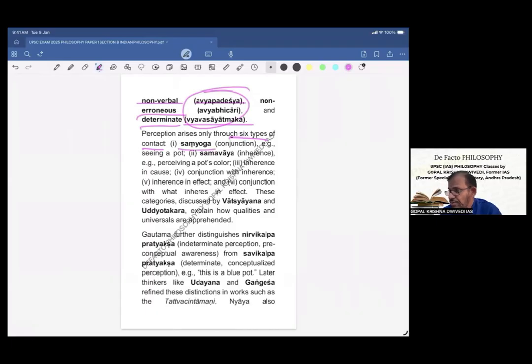Perception arises through six types of contacts. First is Samyoga, second is Samavaya, third is inherence, fourth is conjunction with inherence, fifth is inherence in effect, and sixth is conjunction with what inheres in effect. These categories, discussed by Vatsyayana and Udyotakara, explain how qualities and universals are apprehended. Then Gautama further distinguishes Nirvikalpa Pratyaksha, that is indeterminate perception, and Savikalpa Pratyaksha, or determinate perception. For example, this is a blue pot.